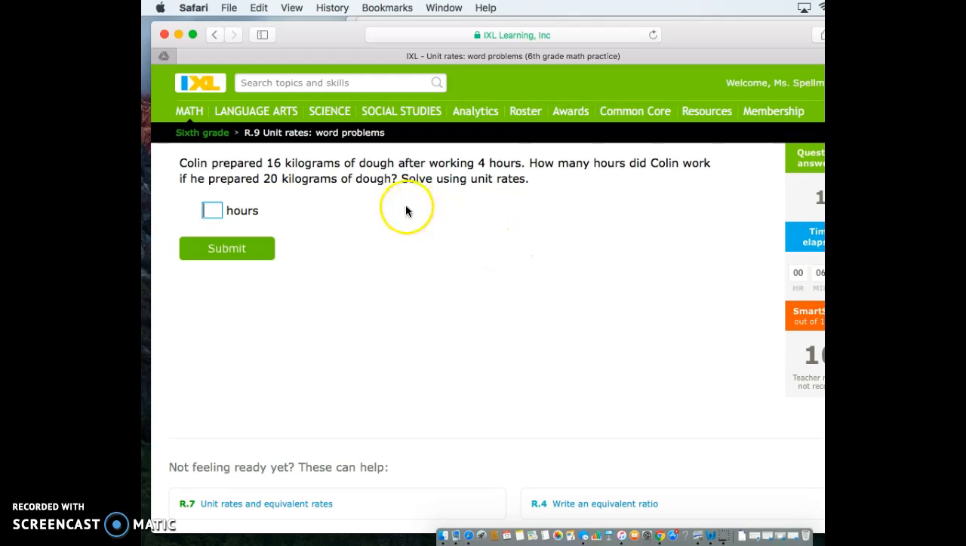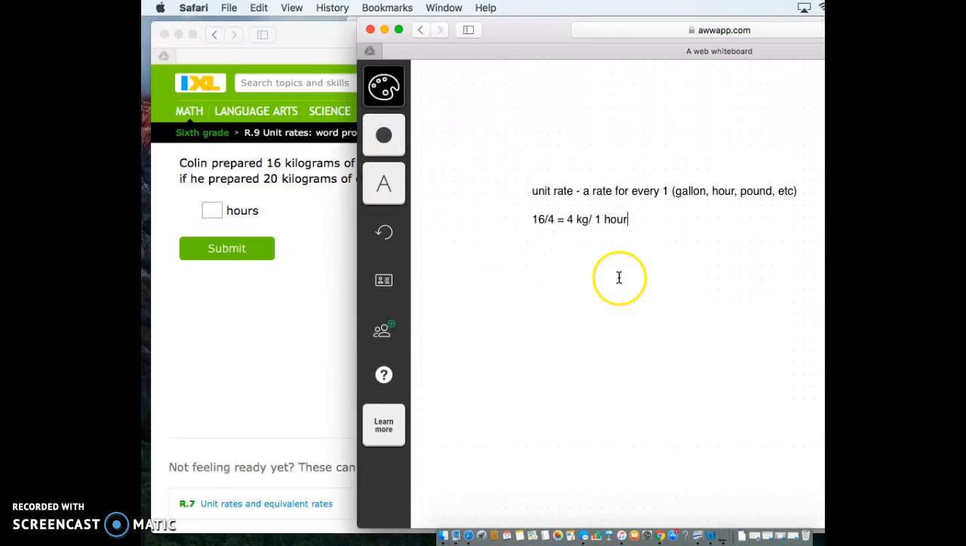How many hours did Colin work if he prepared 20 kilograms? So how many times does 1 hour have to pass where he makes 4 kilograms per hour? I'm going to do 20 divided by 4 equals 5. So it's going to take 5 hours.